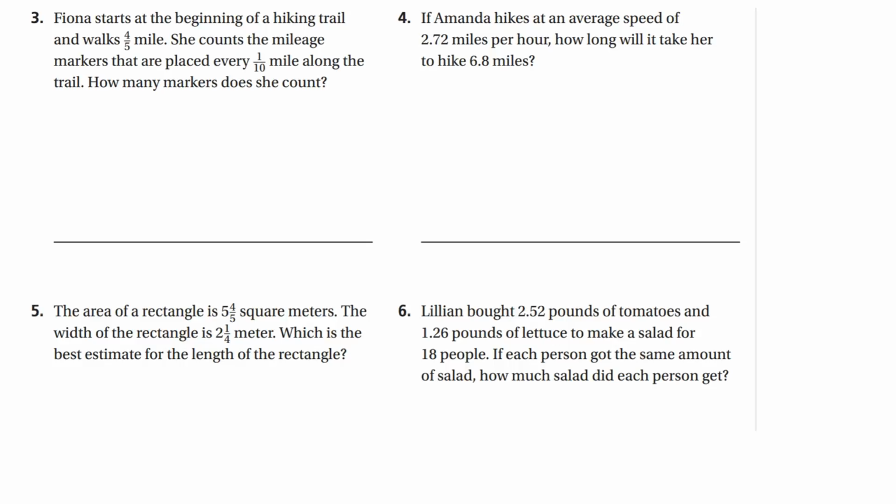Okay, number 3, though, on page 48. Let's get started. Fiona starts at the beginning of a hiking trail and walks 4/5 of a mile. She counts the mileage markers that are placed every 1/10 of a mile along the trail. How many markers does she count? Okay, so what we want to know is, in 4/5 of a mile, which is how far she walked, how many 1/10 there are in 4/5. If we want to know how many of something is in something else, we divide.